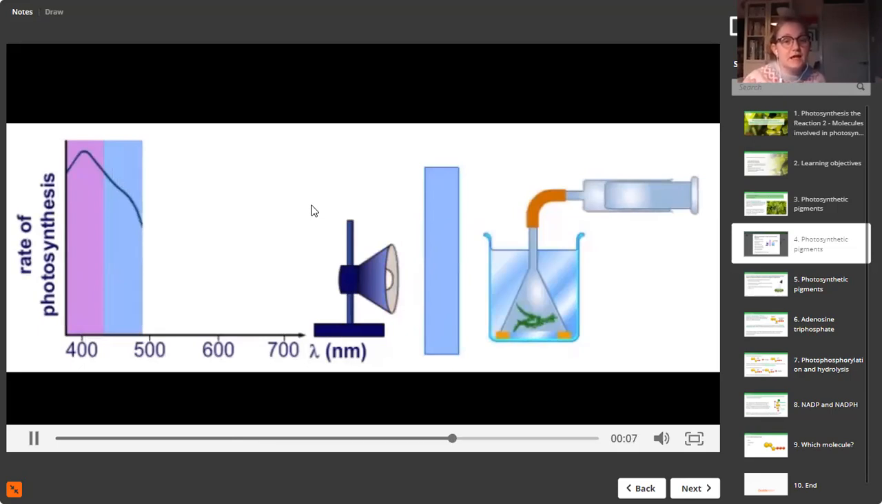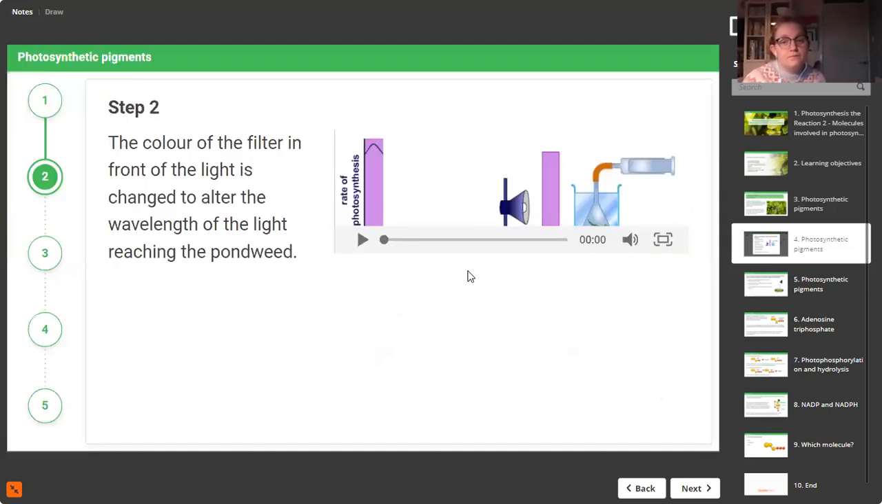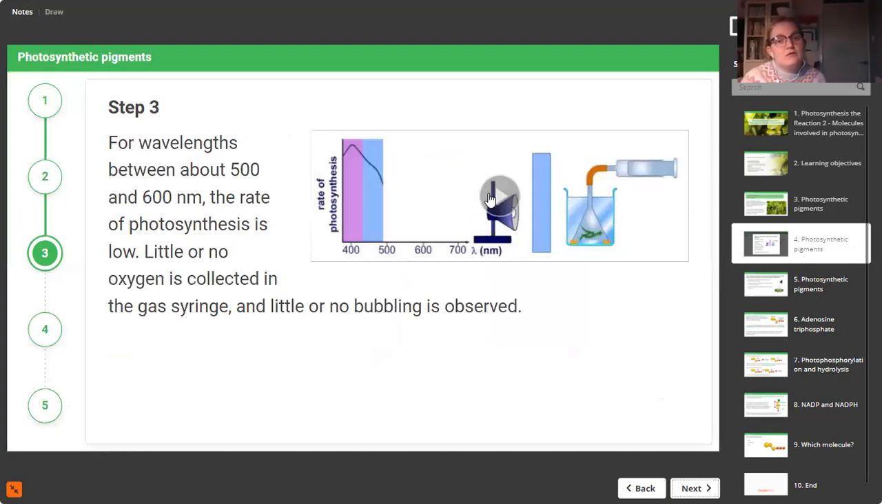So as you can see here, this blue filter has a wavelength heading towards 500, and our rate of photosynthesis has decreased here. Step 3, we're going to put another filter on. So for wavelengths between about 500 and 600, the rate of photosynthesis is really, really low.